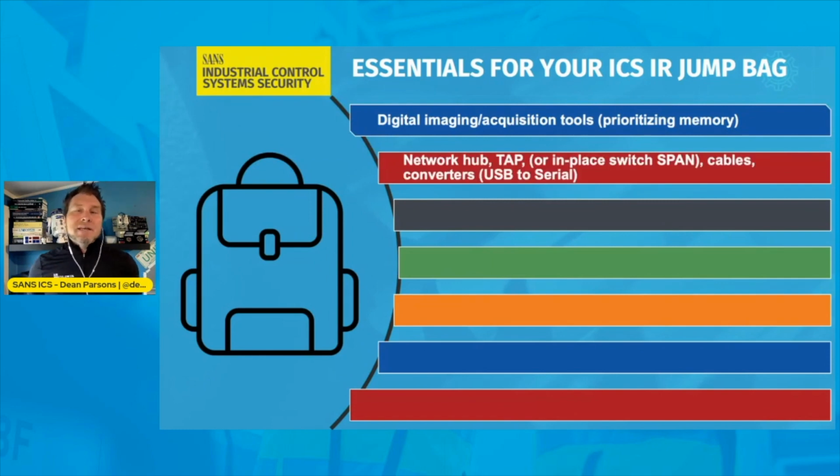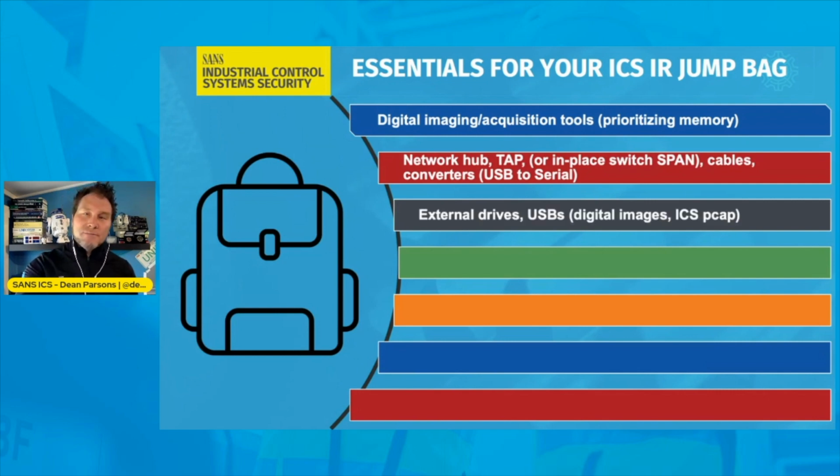Beyond that, of course, getting network data is going to be critical for incident response and threat detection. So things like a network hub or a tap that you can put in the network, or best of all, having some kind of SPAN already configured on a switch in the environment so you can quickly get PCAPs from the network. Beyond that, cables, converters, and yes, converters from even USB to serial. We still have a lot of devices in ICS that are serial devices, and they're critical. So having that ability to convert back and forth is going to be essential to you when you're in the field conducting response.